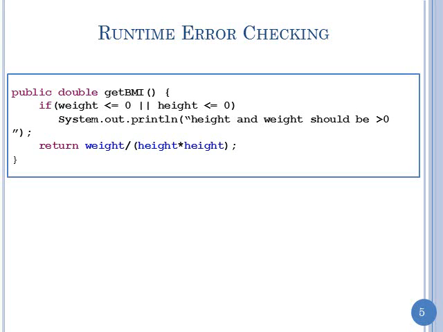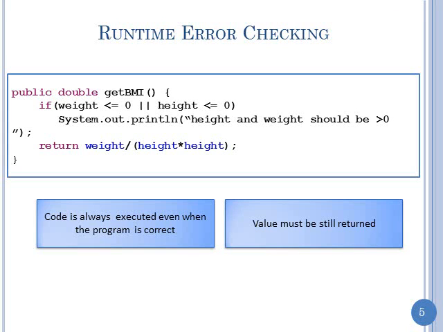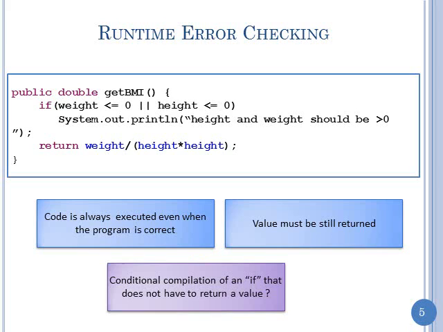We can't quite use an if, because an if will always be executed, and an if doesn't tell us what value should be returned by the method. So we want to overcome these two problems, that the code is always executed and a value must still be returned. If doesn't do it for us, we need something from Java that's going to overcome these two problems. And that something from Java is called, and we want in conditional compilation. So not only do we not want the if to be executed at runtime, we don't even want the if to be compiled at compile time. So we want something that's conditionally compiled and doesn't require us to return a value.